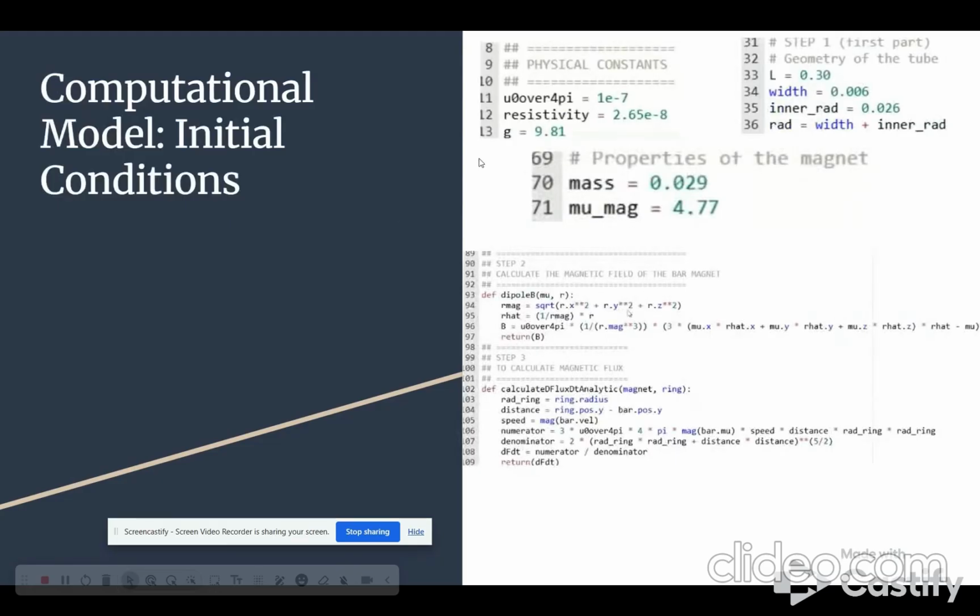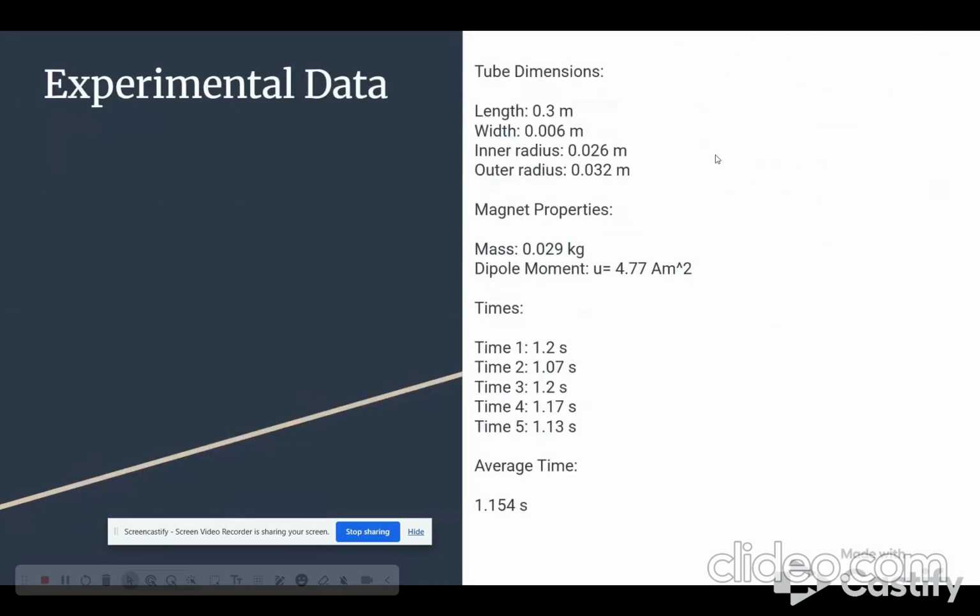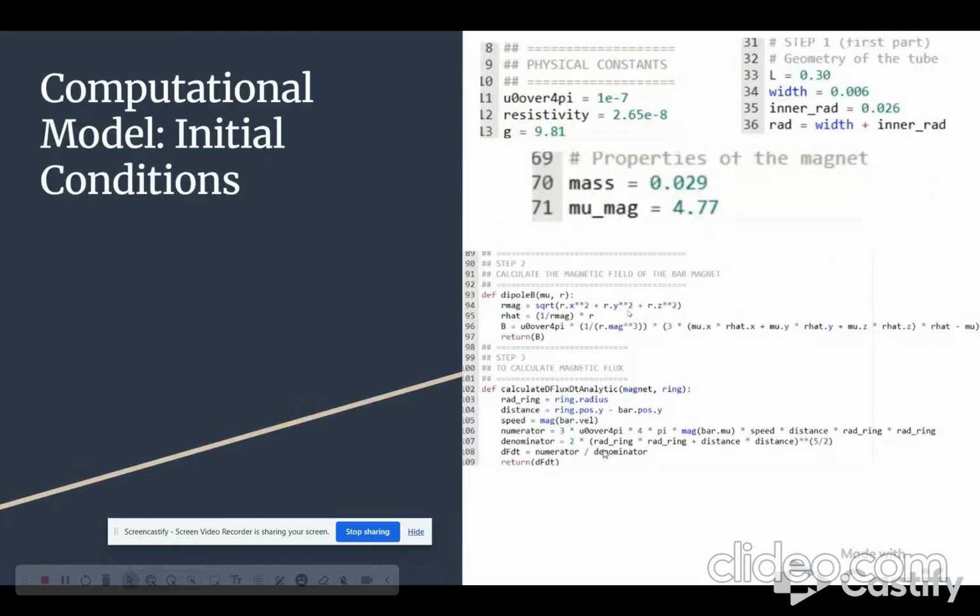For the computational model's initial conditions, over here we have our constants, and over here we put the initial conditions of the tube dimensions, and here the properties of the magnet. Over here is where we calculate the magnetic field of the bar magnet. We put in the different r-hat formulas, and then the dipole moment is shown right here. We also have the magnetic field of a dipole shown by this equation. Then to create the magnetic flux, we input this formula, Faraday's law, where we calculate the change in flux.